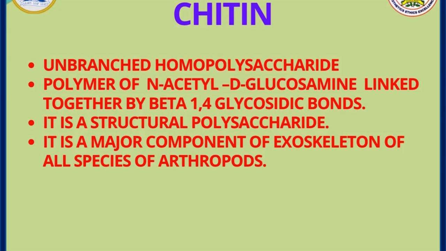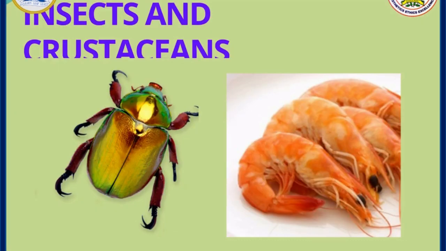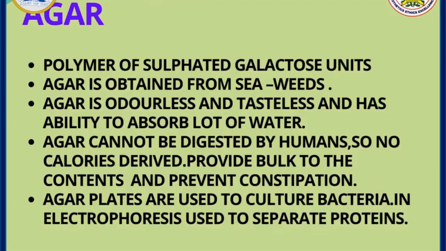Chitin is an unbranched homopolysaccharide made of N-acetyl D-glucosamine linked by beta 1,4 glycosidic bonds. As we already told, it forms the major component of the exoskeleton of all species of arthropods. This is the structure of chitin. Here we can see the chitin forming the exoskeleton in prawns and some insects.